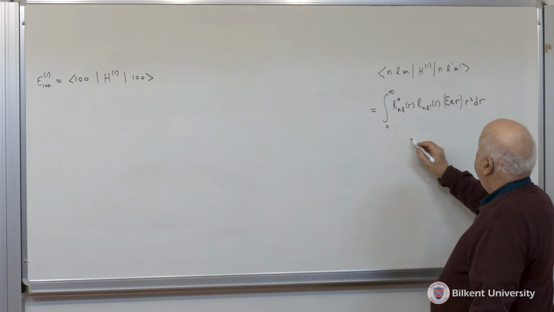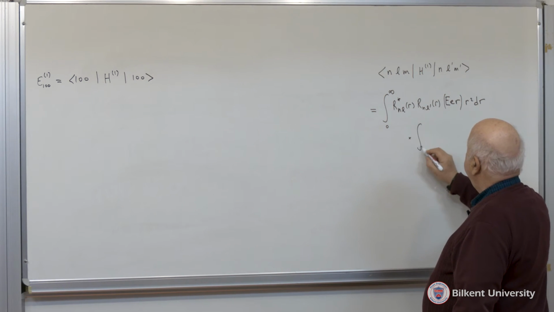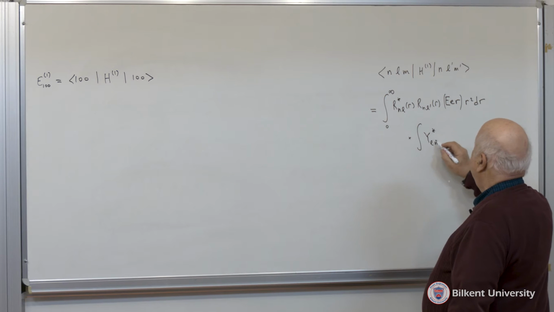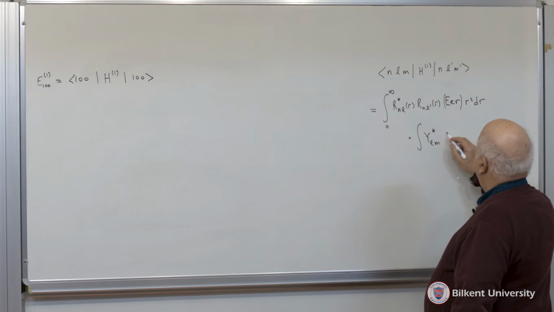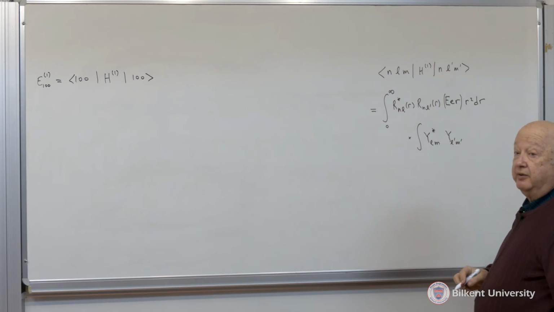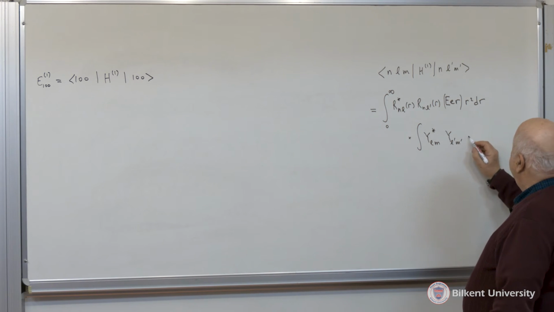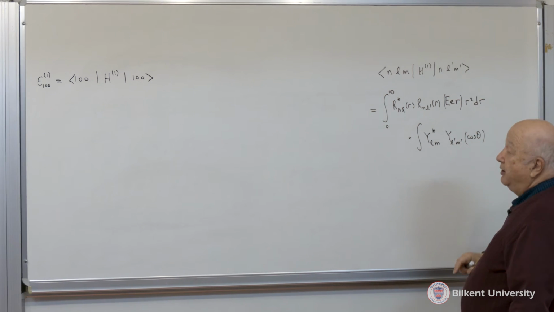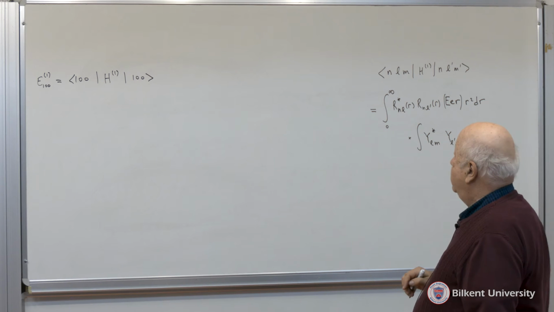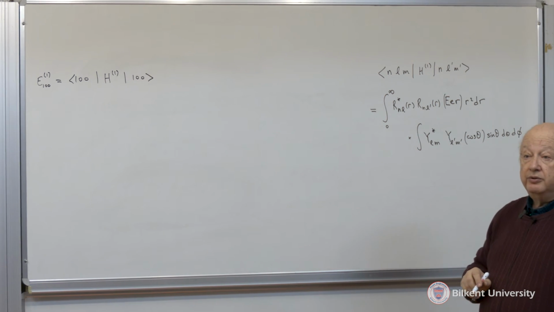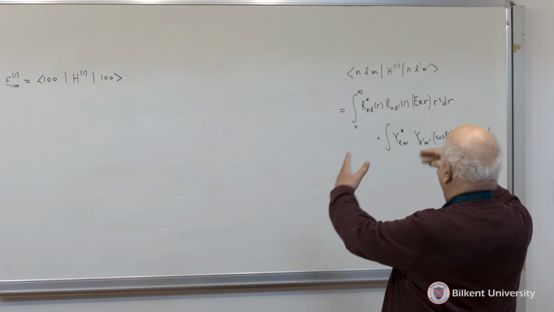And then there's also this angular part. The angular part contains these LMs, so I am going to get Y_LM, complex conjugate, function of theta and phi, and Y_L'M', again function of theta and phi, and I have the cosine theta, which comes from my H1. So these things in parentheses are the H1 contributions. And then I have the angular integral, sine theta d theta d phi. So that will be the form of this inner product.